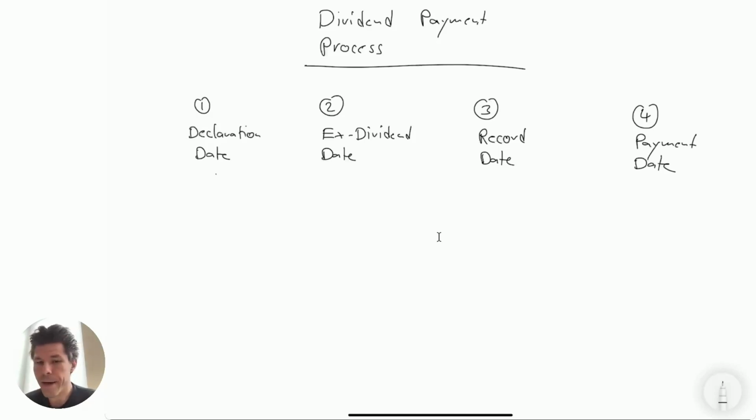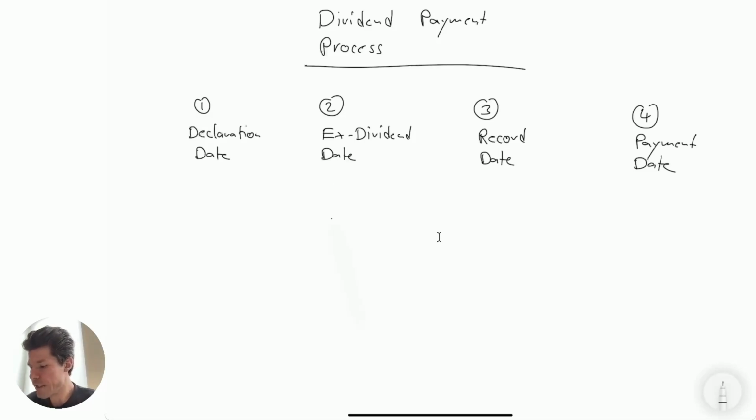This is basically where the board of directors decides that dividends will be paid, and they will make the announcement on the declaration date. Then step number 2, this is an important date, it's called the Ex-Dividend Date. In order to be entitled to receive the dividend, you as an investor must own the shares before this date. On this date, any new shareholders will not receive the dividend.